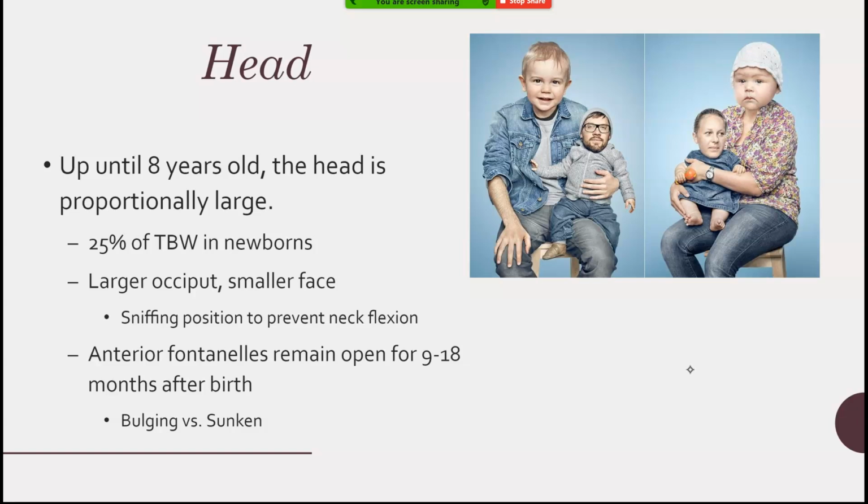Sunken fontanelles, on the other hand, are a very good indicator of dehydration. Okay, those are the two most essential things that you need to know in regards to the fontanelles for infants.